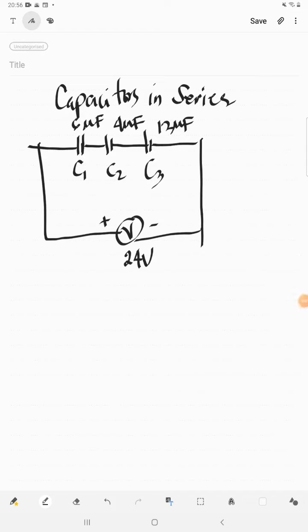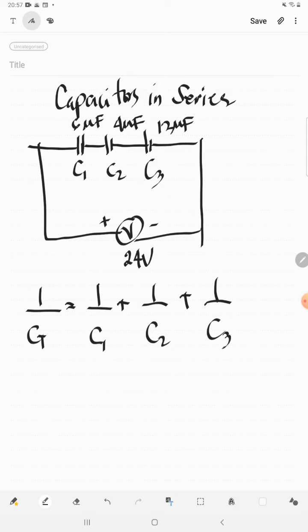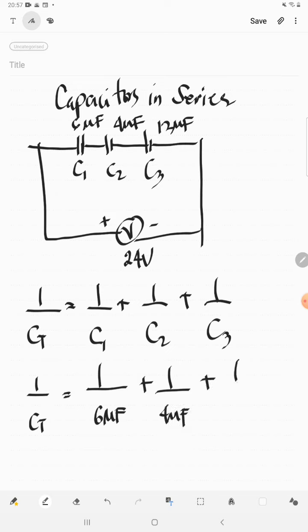Okay, so let's study capacitors in series. First, for this problem, we find the total capacitance. We say that 1 over C total is simply equal to 1 over C1 plus 1 over C2 plus 1 over C3. So our 1 over C total is equal to 1 over 6 microfarad plus 1 over 4 microfarad plus 1 over 12 microfarad.